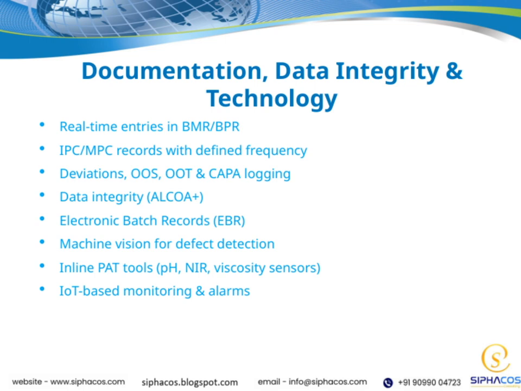Let's take a closer look at some of the key tools and practices that help us ensure quality and compliance in our processes. First, real-time entries in BMR and BPR are crucial because they allow us to record manufacturing and batch record data instantly, reducing errors and increasing traceability. Next, we have IPC and MPC records, which are maintained with defined frequency. This means we regularly monitor and document critical process parameters to stay on top of process control.